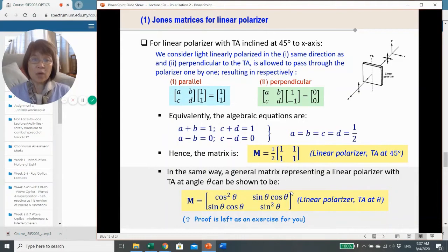So this represents a linear polarizer with transmission axis at 45-degree angle. In the same way, you can then make a general matrix. The previous three are special cases because we noted a particular inclination already. Now, in general, if the transmission axis of a linear polarizer is inclined at angle theta, then the matrix that represents it will be given by cos squared theta for A, sine theta cos theta for B, and C is also sine theta cos theta, and D will work out to be sine squared theta. This is the linear polarizer with transmission axis at theta. You can check it out yourself. I leave it as a proof for you, some homework to do.